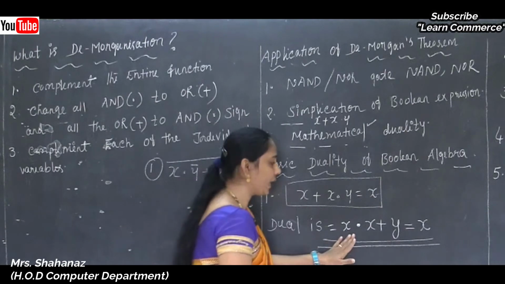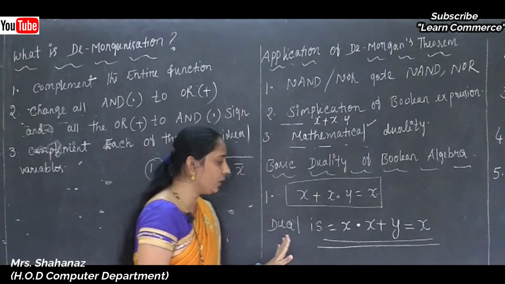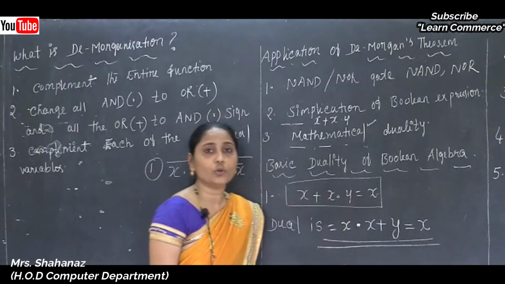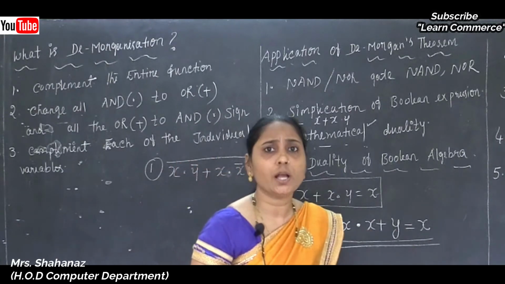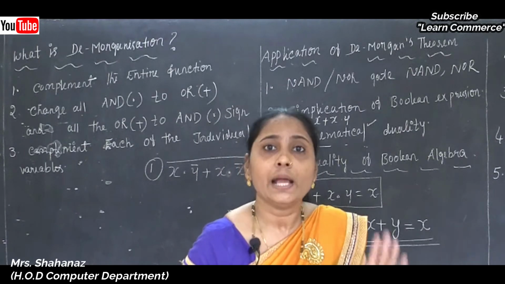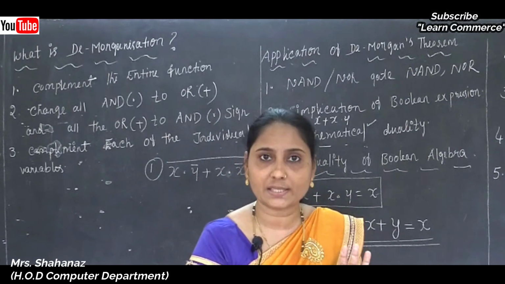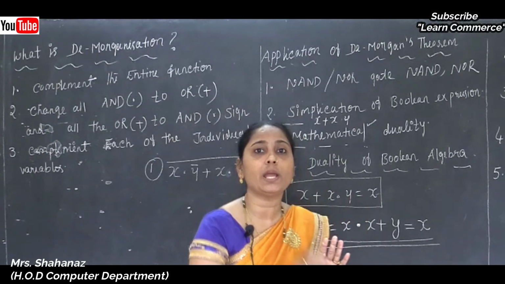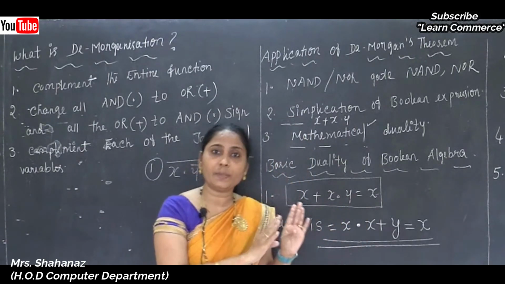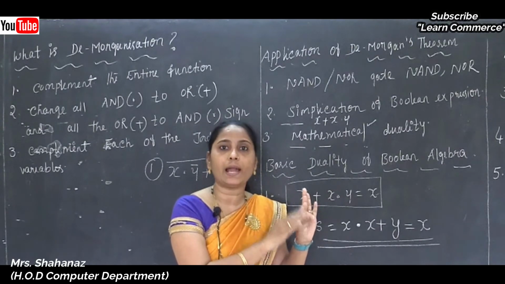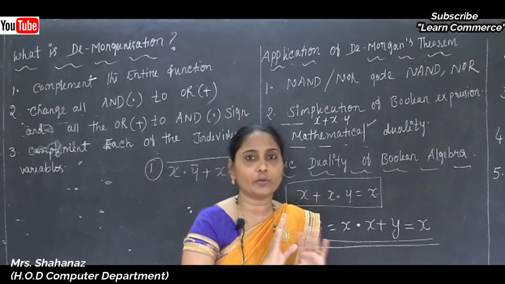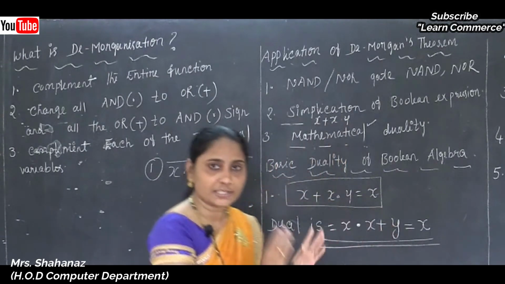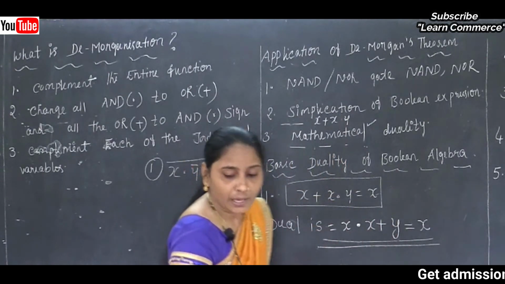So how are we going to write the answer? That means the dual is x and x plus y is equal to x. Clear this point here? So just how I completed it: wherever the plus is there, we need to change it to the dot, and where the dot is there, change it to the plus. Maybe the value 0 changes to 1, and the value 1 changes to 0, but no information about the equal sign. Clear this one? As it is, we need to use it in our expression.